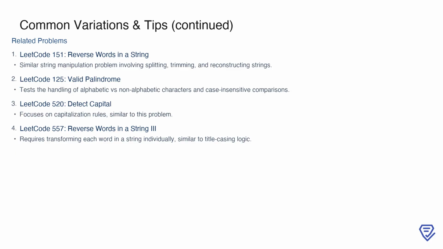Lastly, LeetCode 557, Reverse Words in a String III, requires transforming each word in isolation, which is closely related to the title casing logic in this problem. Exploring these challenges can deepen your expertise and prepare you for variations in future interviews.